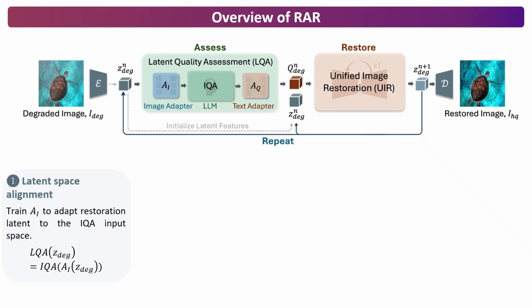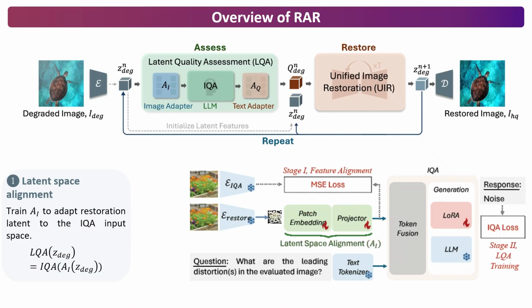First, we align the latent space of the IQA and the unified image restoration model. Basically, instead of using the original IQA encoder, we replace it with the restoration model encoder and introduce an image adapter AI to bridge their feature spaces. Training proceeds in two stages. First, we align the adapter output to the IQA encoder representation using a simple MSE loss. Then we perform end-to-end fine-tuning following the original IQA losses.